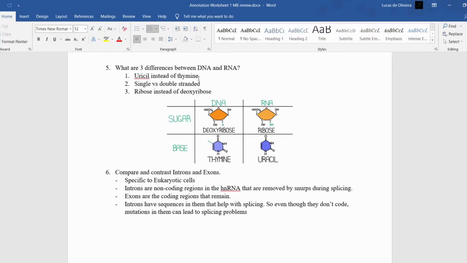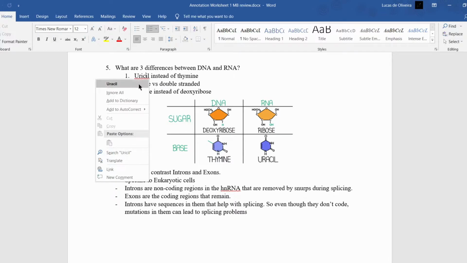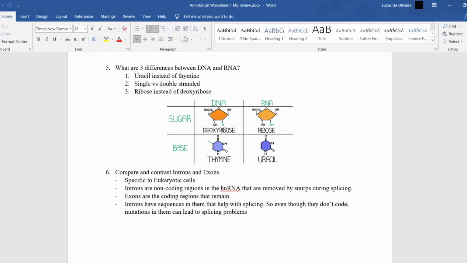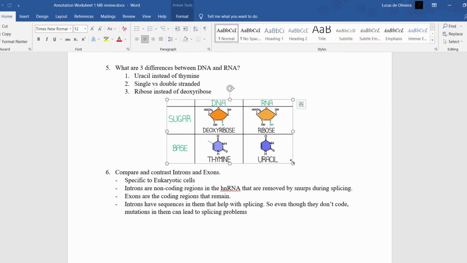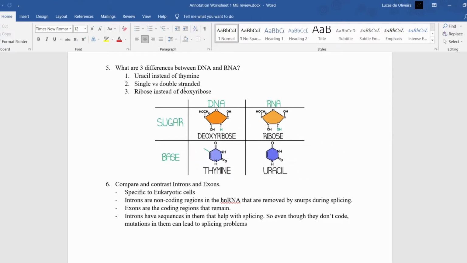As I already went over, the 3 differences between DNA and RNA are, of course, uracil instead of thymine. Did I spell that right? There we go. Single versus double-stranded, and then here's a little picture. I'll make it a bit bigger. There's a ribose sugar instead of a deoxyribose. If it didn't have the deoxy, it would just be ribose.